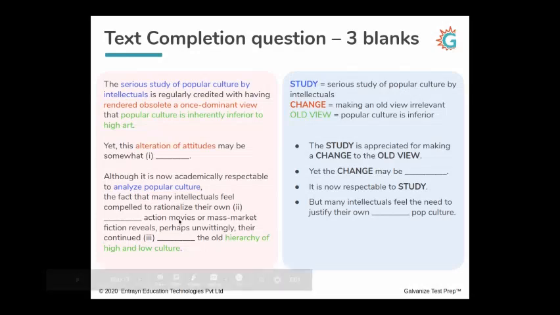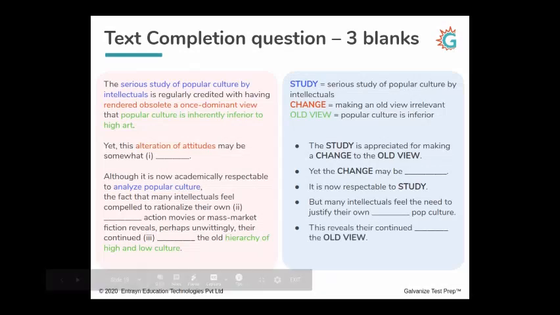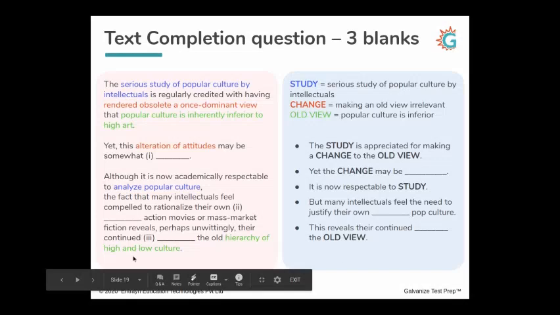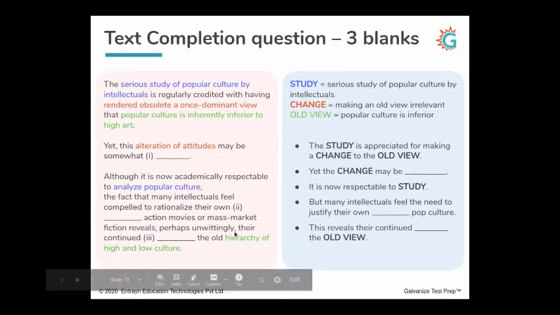All right. Now we split the sentence into three parts. It is now respectable to study, but many intellectuals feel the need to justify their own blank of pop culture. I've just replaced action movies or mass market fiction with pop culture. All right. And what does this reveal? This reveals their continued blank of old view. All right. Now they have some feeling towards the old view, and it is revealed by this action.